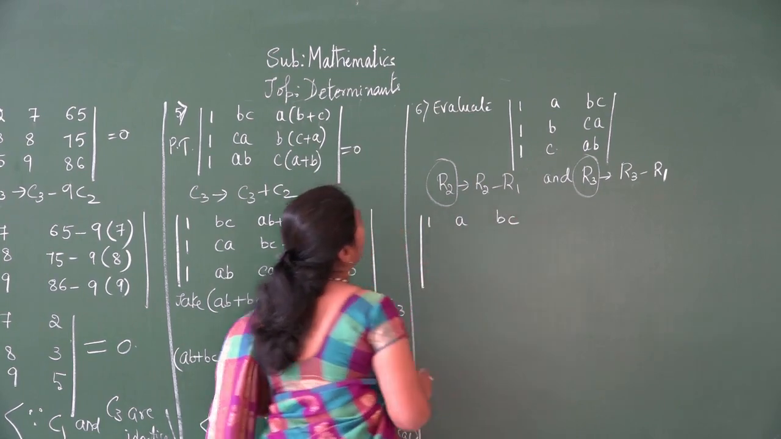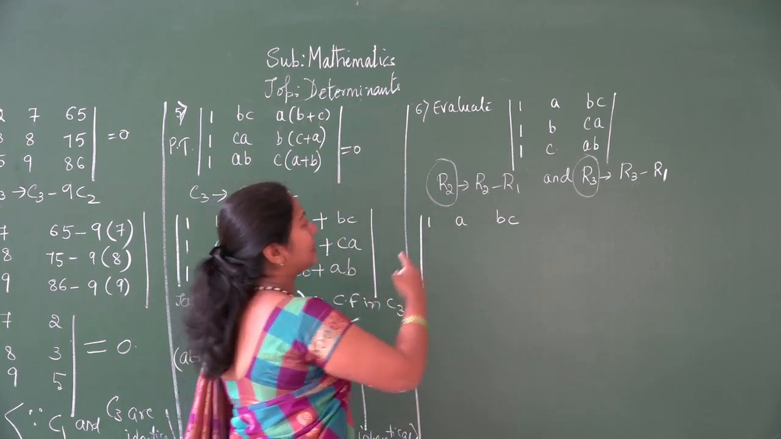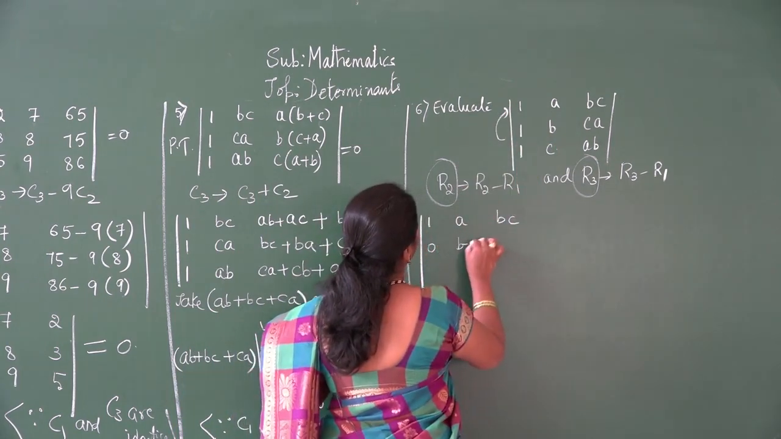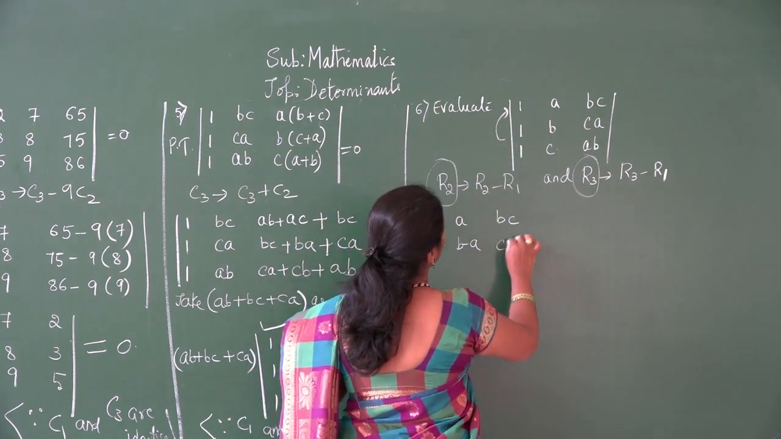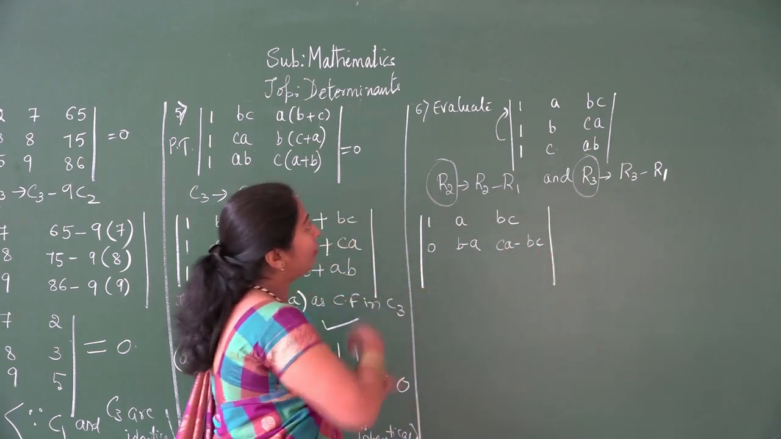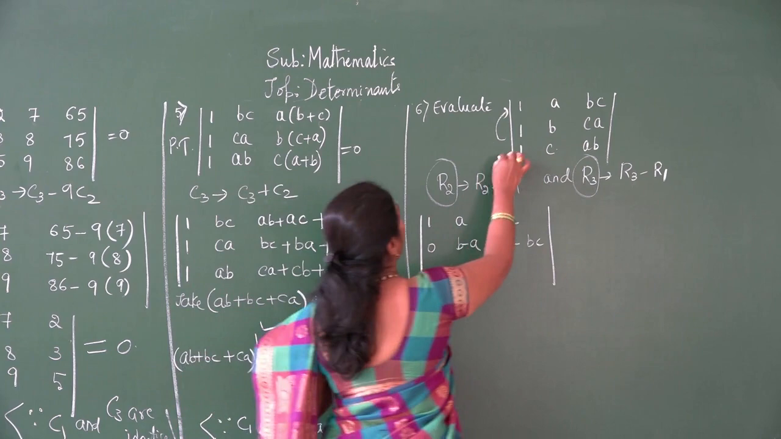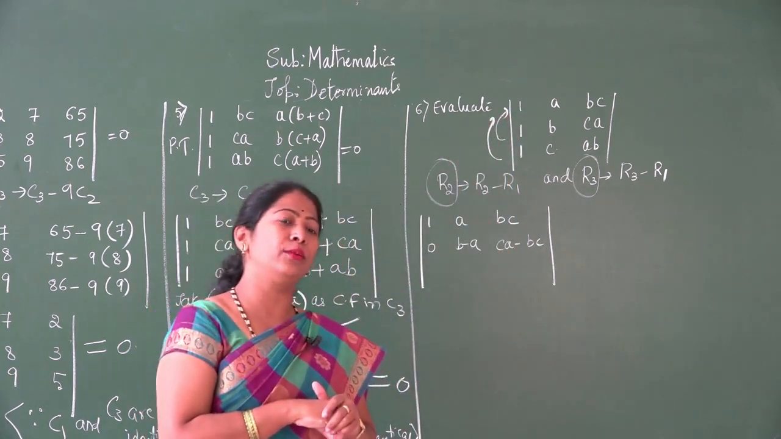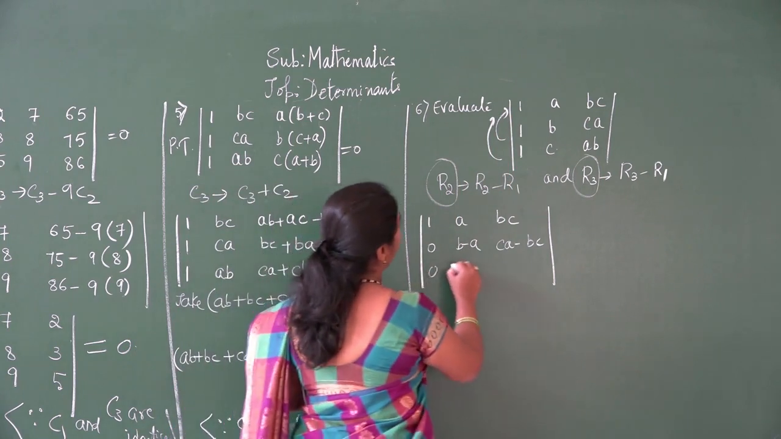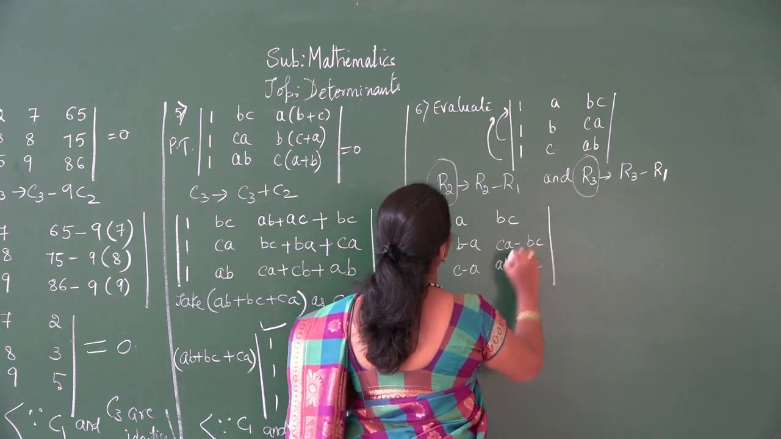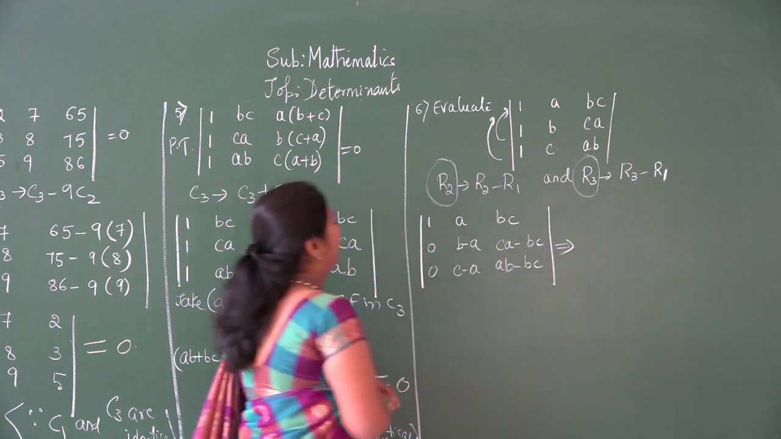R1 is 1, A, B, C. What is R2? R2 minus R1: 1 minus 1 is 0, so this will be B minus A. Similarly, R3 minus R1: once again, what is 1 minus 1 equal to? 0. This is C minus A, and so on.